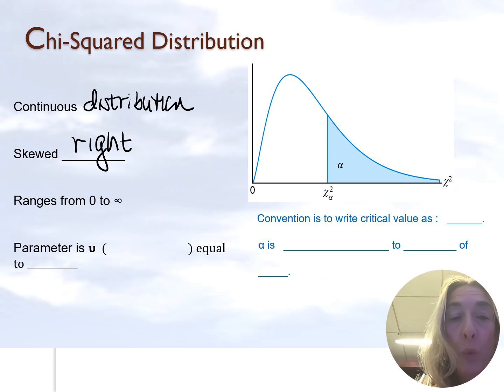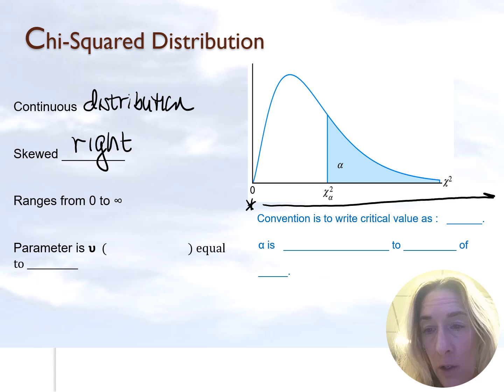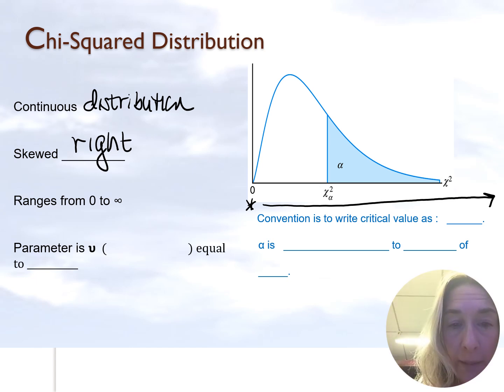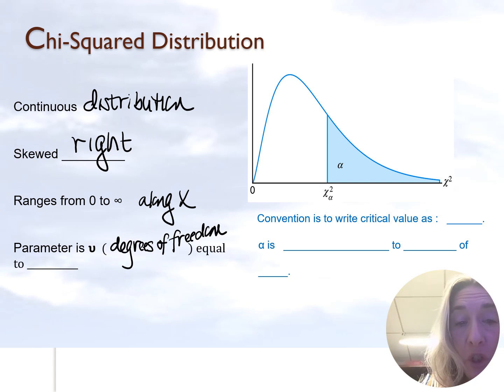It ranges from 0 to infinity along the x-axis. Its parameter is nu, the Greek letter nu, which refers to the degrees of freedom. And like the t distribution, nu is equal to n minus 1, or sample size minus 1.